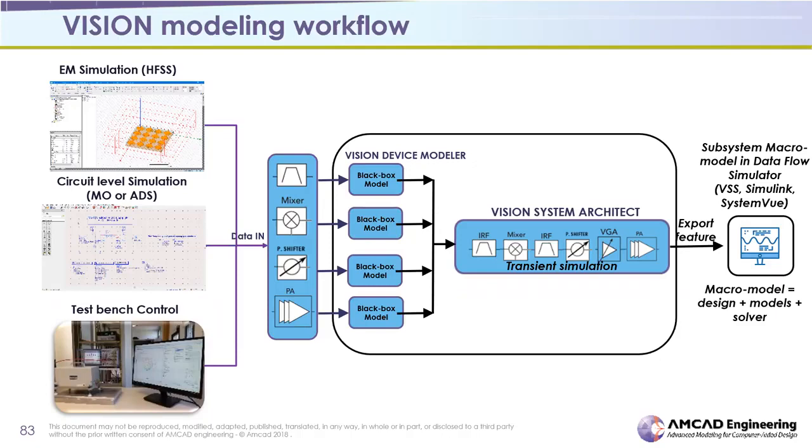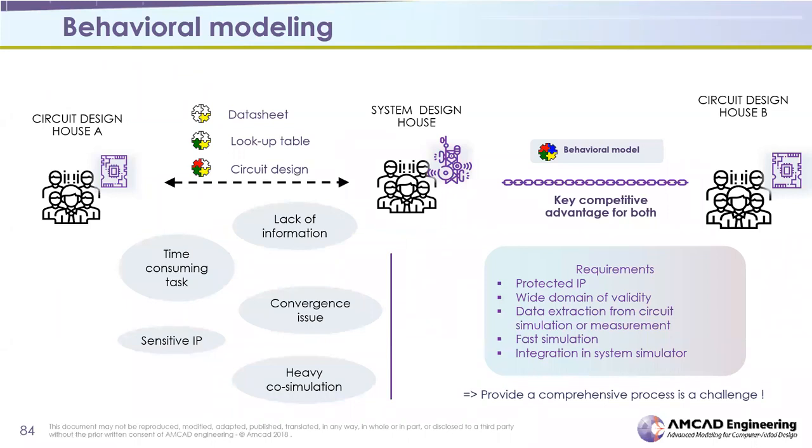Now, this model needs to take into account different phenomena. In reality, what does that mean? Imagine in our group, we have two design houses and we have a customer, a big system design house. They are interested in our power amplifiers and they say, okay, get me the power amplifier. So what they are interested in is a power amplifier that they can simulate and get good results with. Perfect. Circuit design house A can give them a data sheet, but this will not be enough.